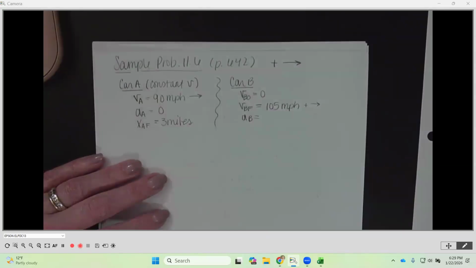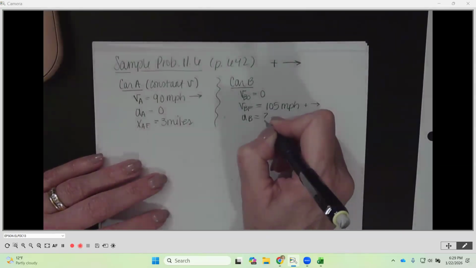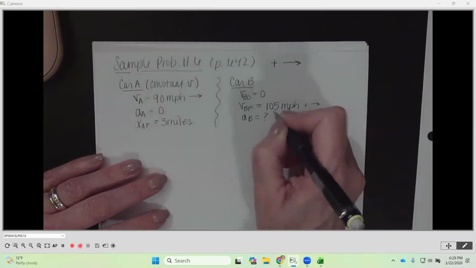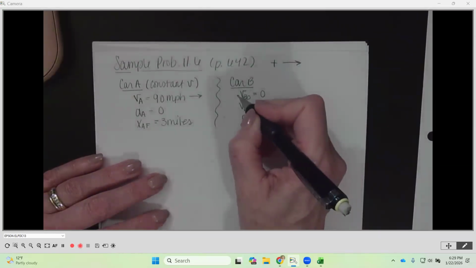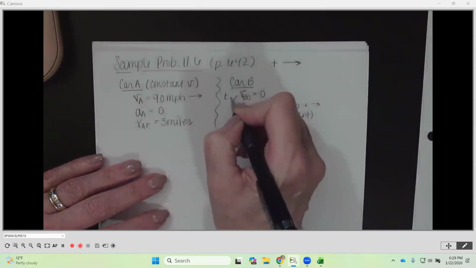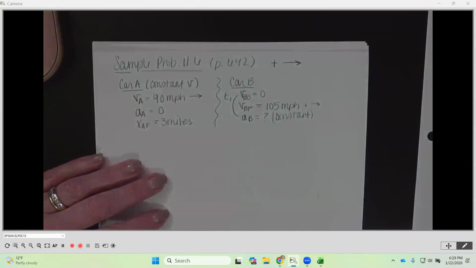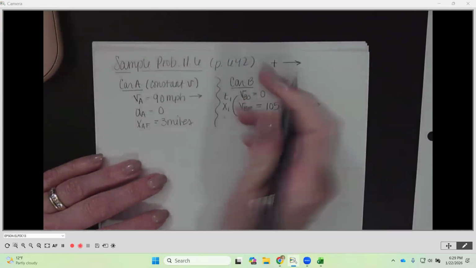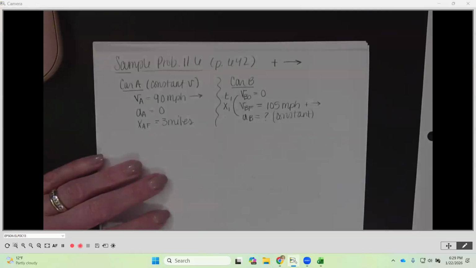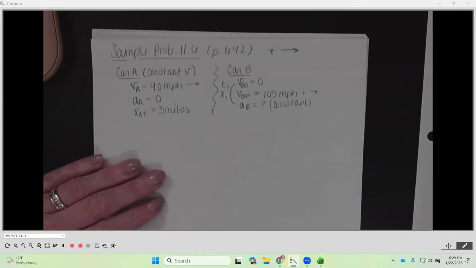Acceleration of the police car, we don't know, but we do know it's constant. And this right here, during this time, is during the T1 time, first chunk, part one, and the X1 time. We will see when we do the work that we're going to break it out into part one and part two, because there are two parts here for car B.